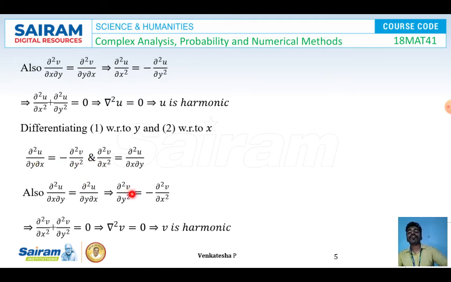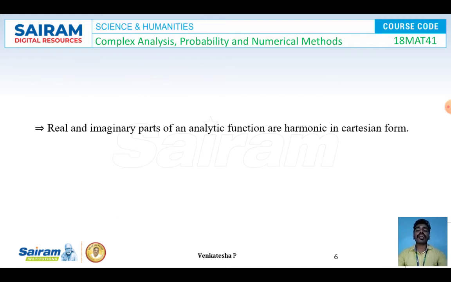I got ∂²v/∂y² = -∂²v/∂x². Shifting this to the LHS, I got ∂²v/∂x² + ∂²v/∂y² = 0. It implies ∇²v = 0, which implies v is a harmonic function. So in the Cartesian form, we got both u and v are harmonic. Hence we can say that the real and imaginary parts of an analytic function are harmonic in Cartesian form.